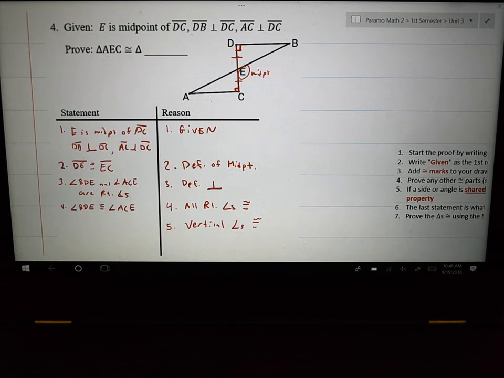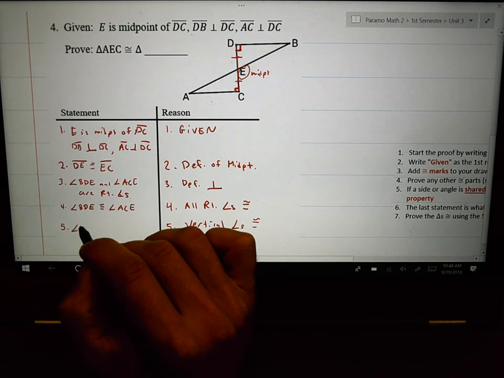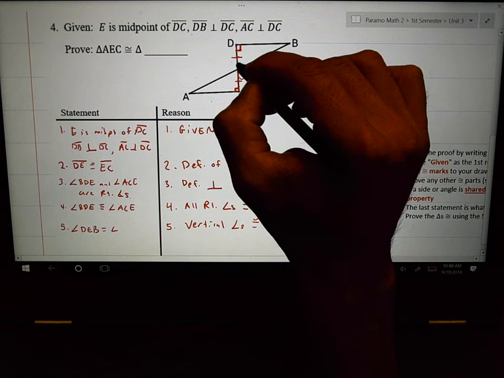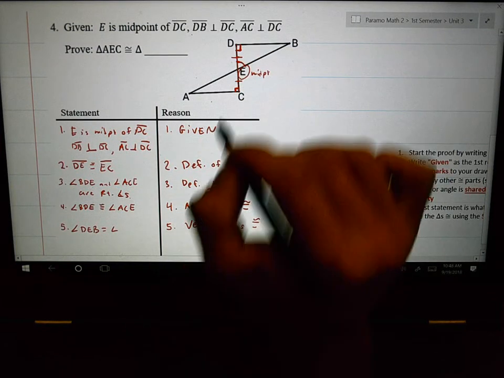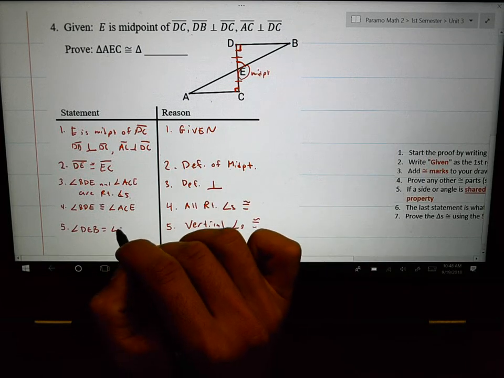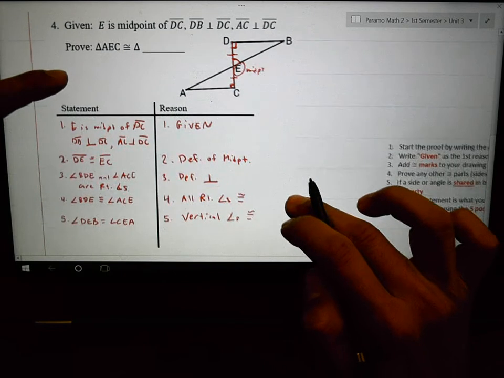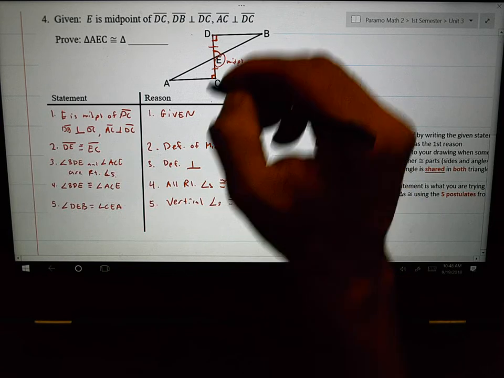Do you know which angles are vertical angles? The ones inside both triangles? We're going to say angle DEB in the top one. Angle DEB is this one. D, then E, then B. And then I'm going to use CEA. And now you have enough information.